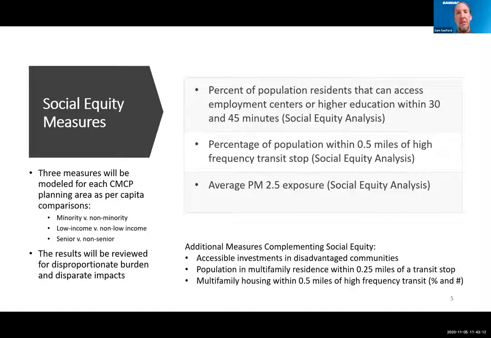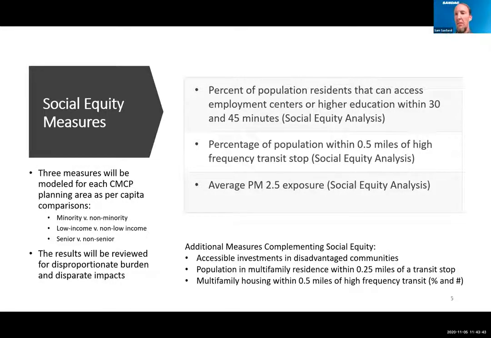But there was 3 additional measures that is kind of where we're pushing the envelope of what we've done in the past that I think I want to highlight as well. Those are listed at the bottom of the slide here. We have accessible investments in disadvantaged communities. That's figuring out where facilities are going to be located relative to the social equity focus populations, the population in multifamily residence within quarter mile of a transit stop, and then also multifamily housing within a half mile of high frequency transit.